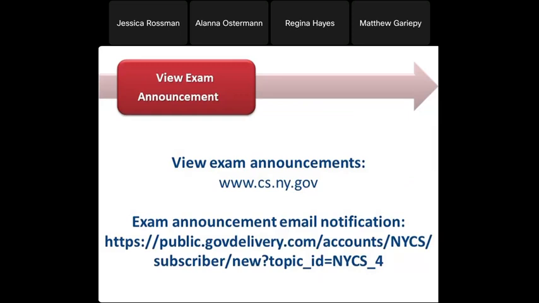The first step is to view the exam announcement. All exam announcements can be found on the Department of Civil Service website at www.cs.ny.gov. You can also view a tentative exam schedule on the department's website too. It's always a good idea to print out a copy of the exam announcement to use as a resource when you apply and as you prepare for the test. If you want to be notified by email when exams are announced, you can sign up for that on the website address shown here. Once you sign up, you'll receive an email to confirm your subscription.